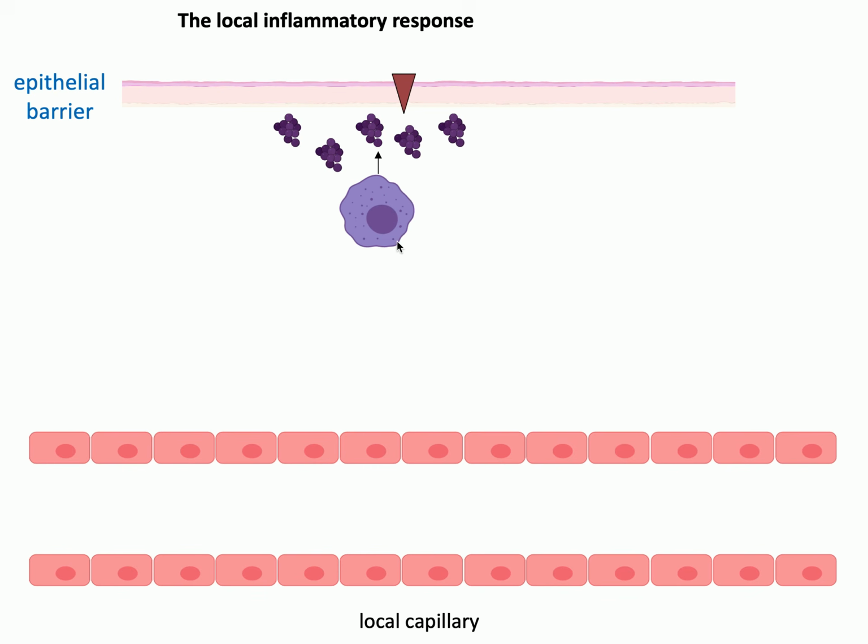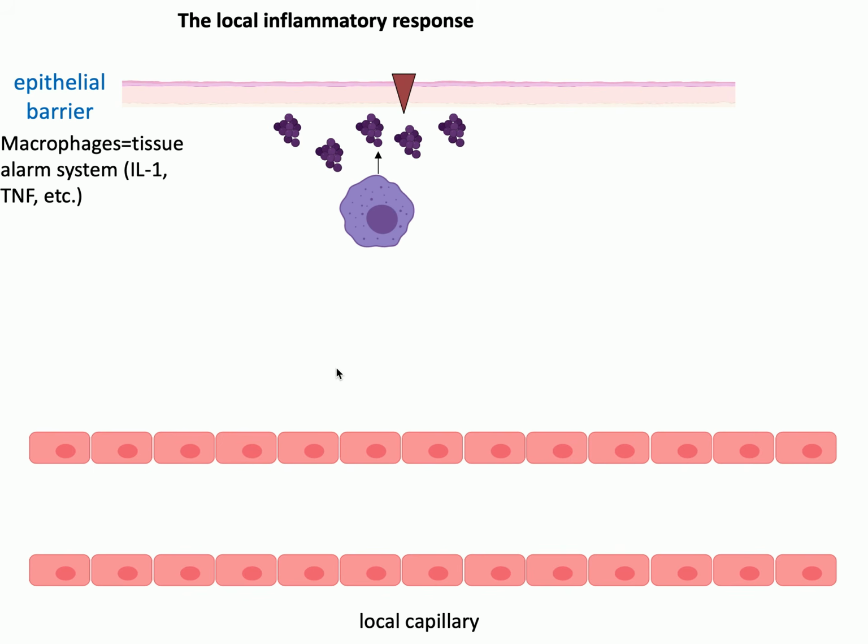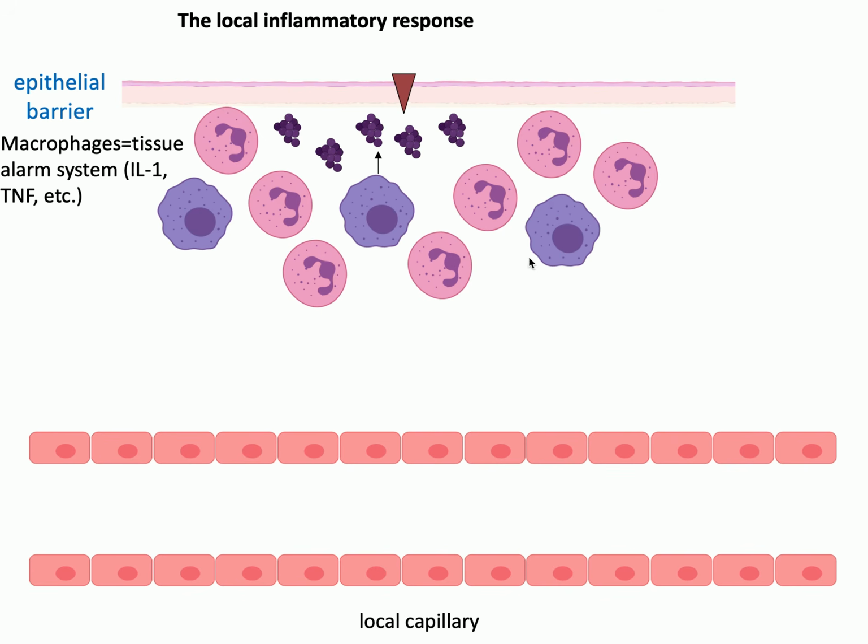So this is a macrophage. This macrophage is recognizing pathogens that have been able to get into the tissue through an insult to this epithelial barrier. I like to think of these macrophages as our tissue alarm system. They recognize the pathogen and they make inflammatory cytokines such as interleukin 1 or tumor necrosis factor. This leads to the migration of neutrophils and monocytes into this inflamed tissue, along a chemokine gradient to the site of infection.